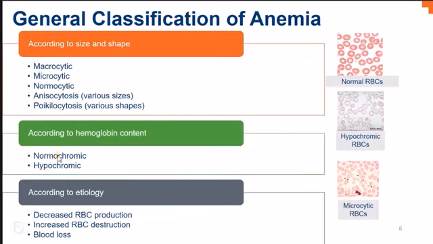and hypochromic. So chromic here, when you see this term, we're referring to the hemoglobin content. So if a cell is described as being normochromic, it means that it has the normal amount of hemoglobin present within it. If a cell is described as hypochromic, it means that it has a lower than normal amount of hemoglobin present within that red blood cell. And so what we'll see soon is that we will take these terms and combine them with these terms to describe a particular type of anemia.